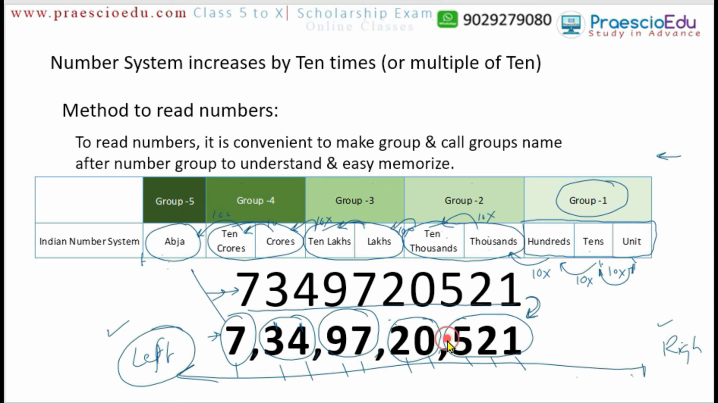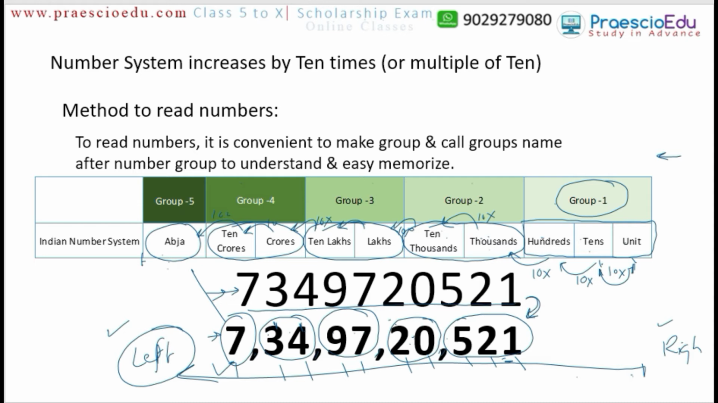So group 1, 2, 3, 4, 5: group 1 is unit, tens, hundred, then group 2 is thousands and 10,000s, group 3 is lakhs and 10 lakhs, group 4 is crores and 10 crores, and group 5 is abja. I marked it like this for your understanding. Then we will put the commas here. Now the place value here is the unit, and the place value here is the abja. Of course this is a bigger place value than this one. The values of the number are the same, only the writing and reading differ.